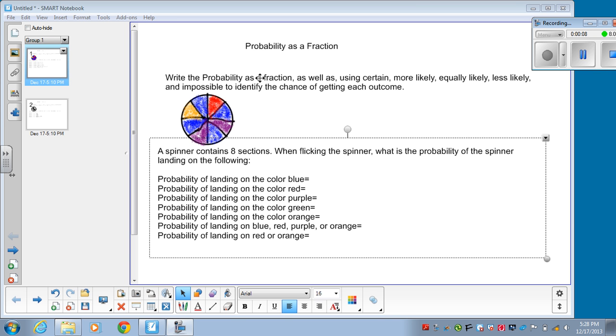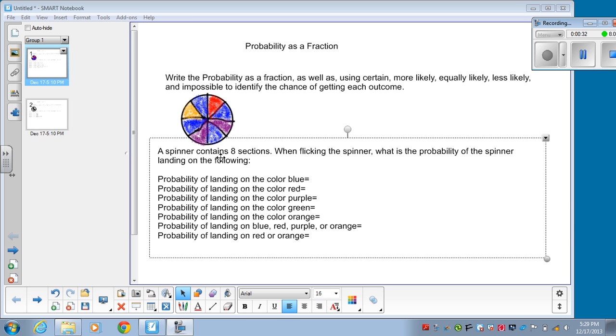Write the probability as a fraction as well as using certain, more likely, equally likely, less likely, and impossible to identify the chance of getting each outcome. Let's look at this circle. We notice that the colors are blue, purple, red, and orange. Let's read the word problem.